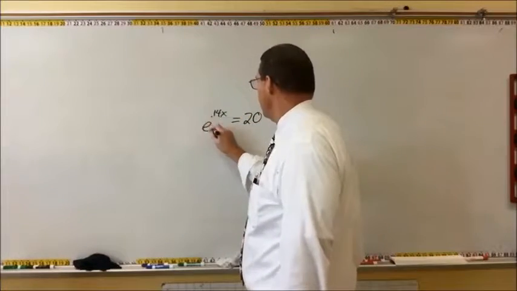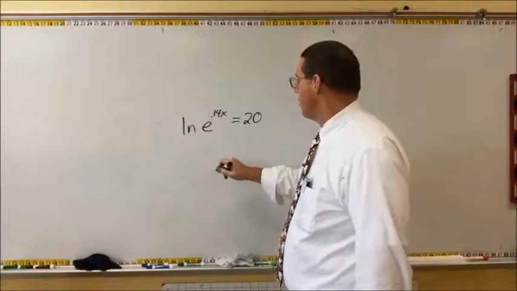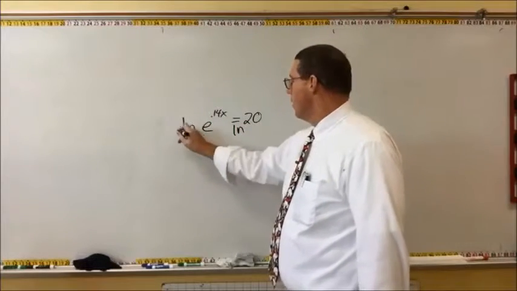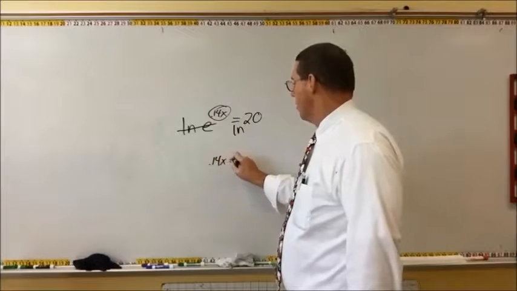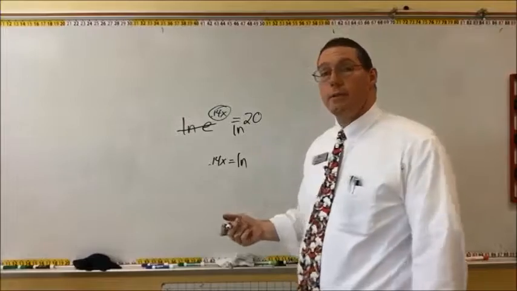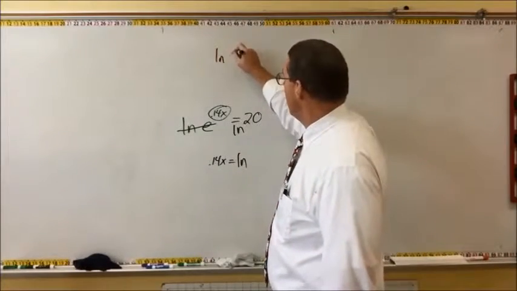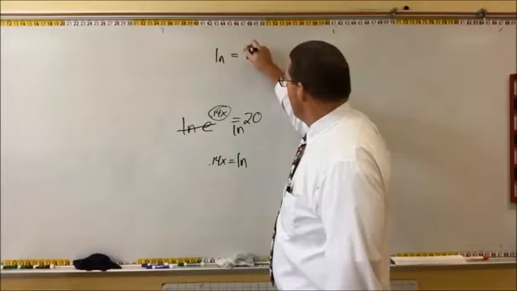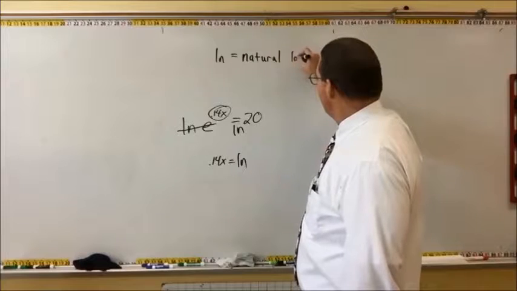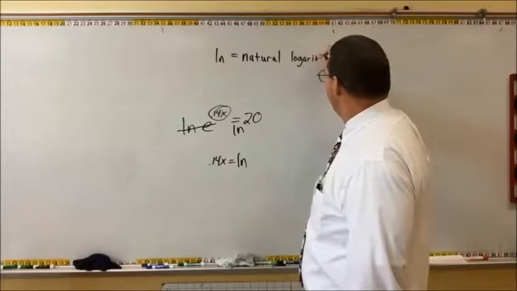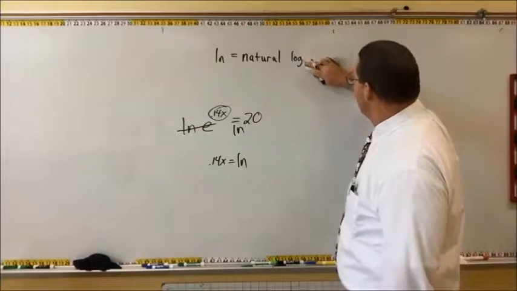Let me show you. If we got e to the power of 0.14x, if we want to cancel the e, we put an ln here and we put an ln here. That'll cancel the e, bring down the 0.14x equals the ln, which stands for natural logarithm. Ln means the natural logarithm. Or, for short, we just call it the natural log.